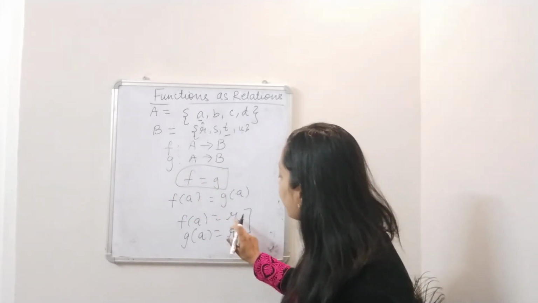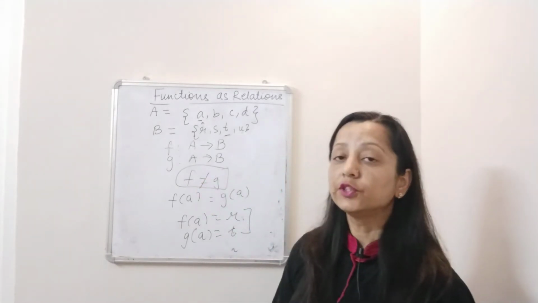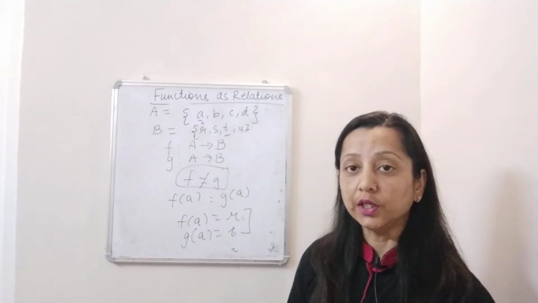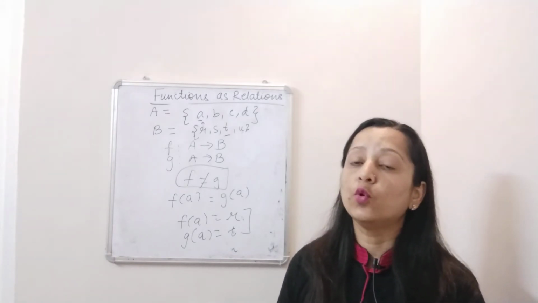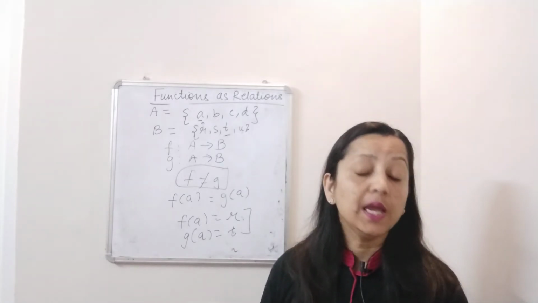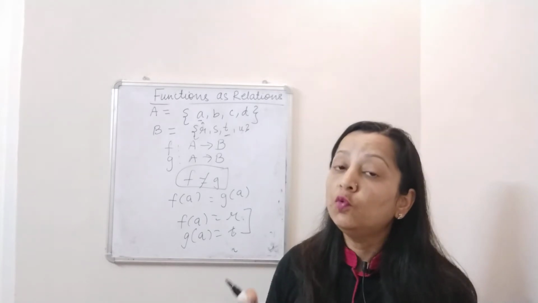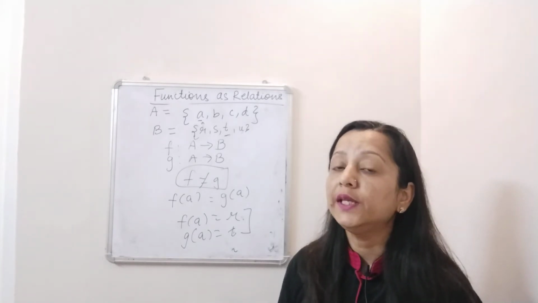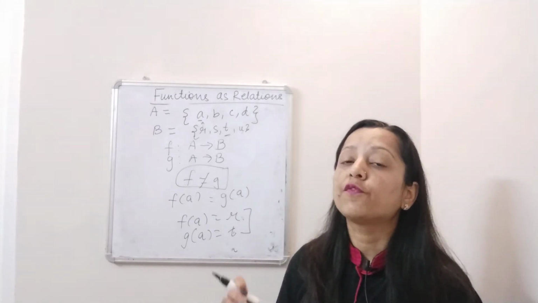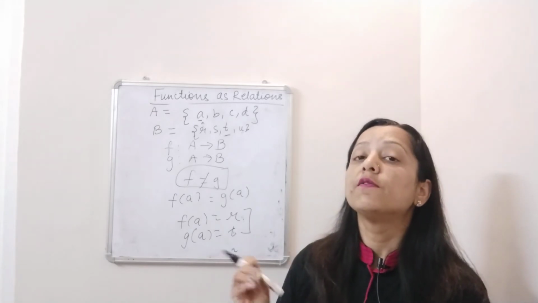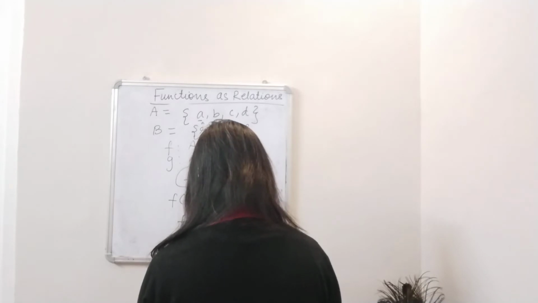But let us assume that f of A equals R and g of A is T. In that case function f is not equal to function g. So two functions that go from the same sets, that means both f and g go from set A to set B, does not necessarily mean that both of them are equal. They'll be equal only if the images of all the elements of set A for function f are equal to the images of all the elements of set A for function g. Okay, now moving on.